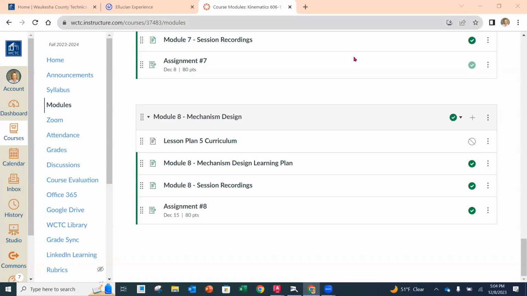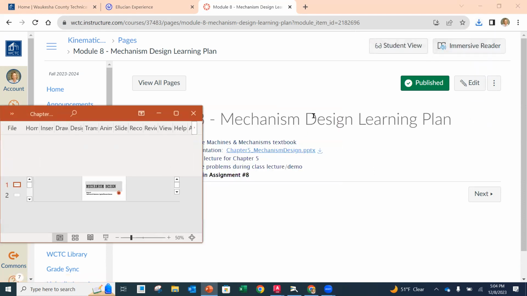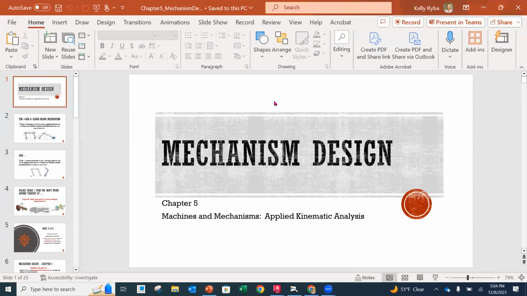Okay, we're going to be looking at module number 8, which is mechanism design. We're going to go backwards a little bit in the book to chapter 5, and you're going to find the learning plan for module number 8 in this module, and it's going to be chapter 5. Chapter 5 starts on page 109, and I'll download and pull up the PowerPoint presentation for this particular chapter.